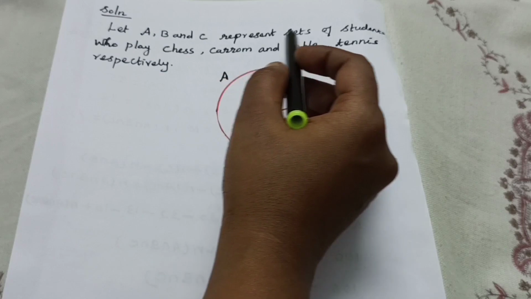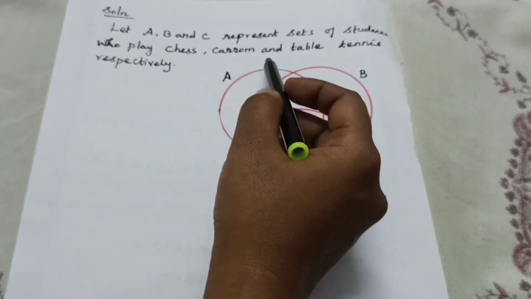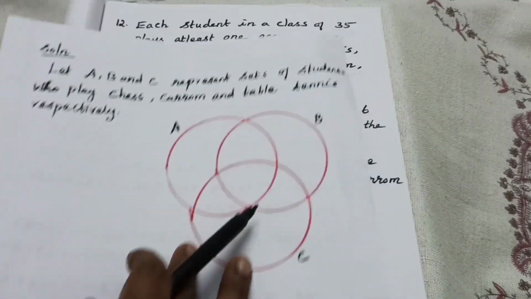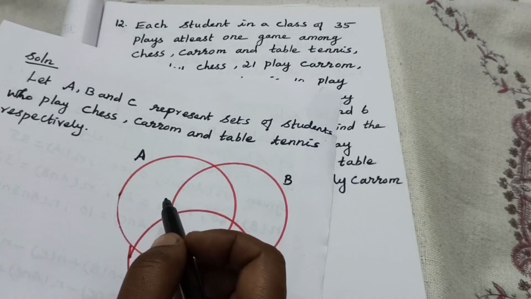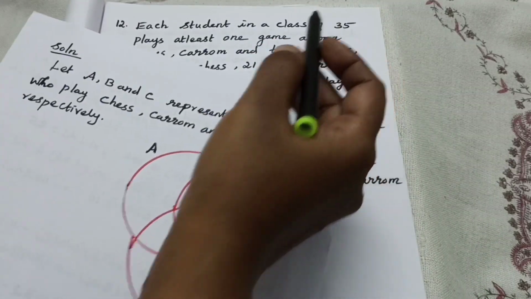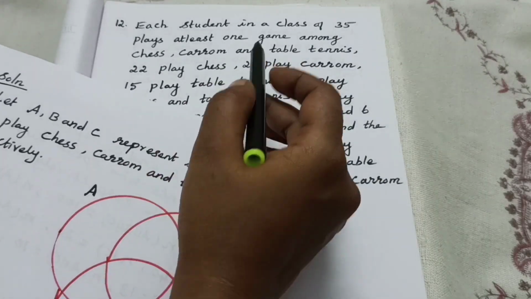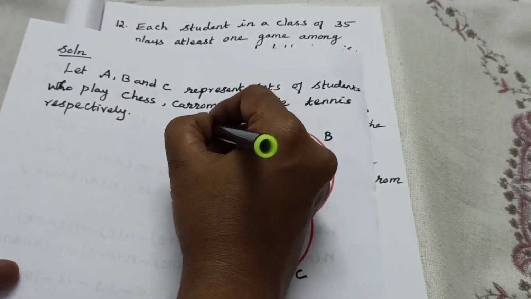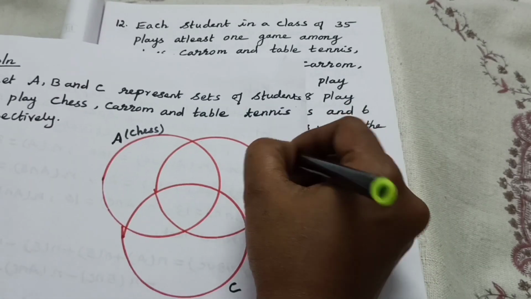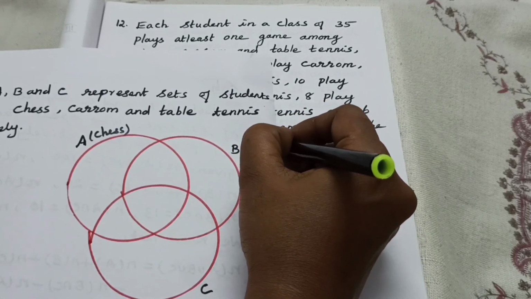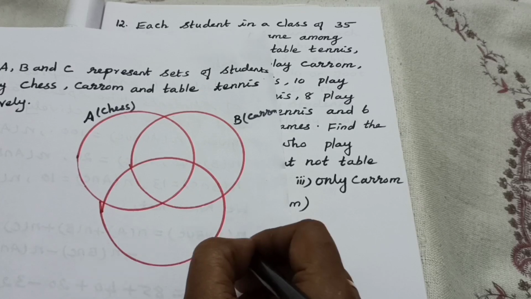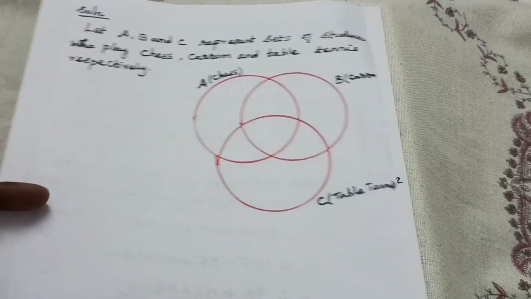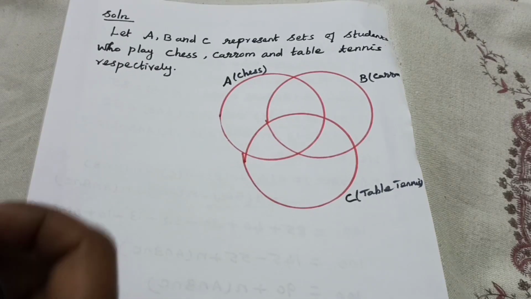Let A, B, C represent the sets of students who play chess, carom and table tennis respectively. Okay, you have to draw 3 sets. Then with the help of the question we have to fill this in. Okay, total number of students, 35 students are given here, and then 22 play chess. Chess we took here as A. Then carom. Okay, carom. Then this one table tennis. Table tennis. Okay, then according to that we have to mark here.